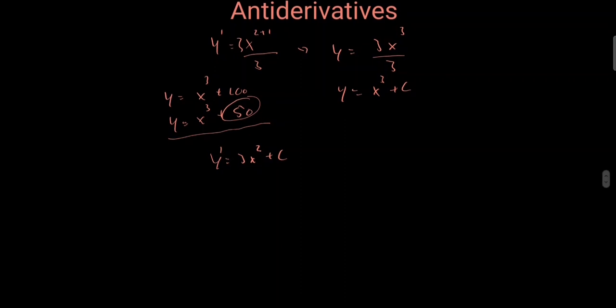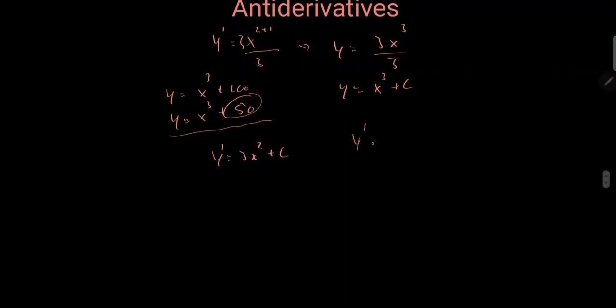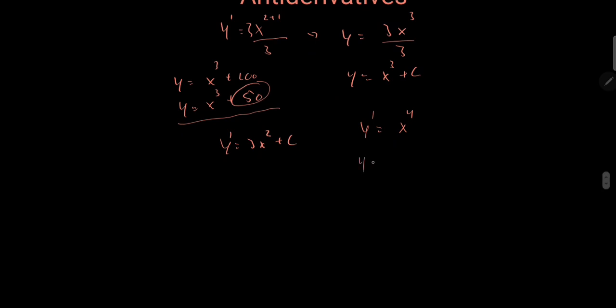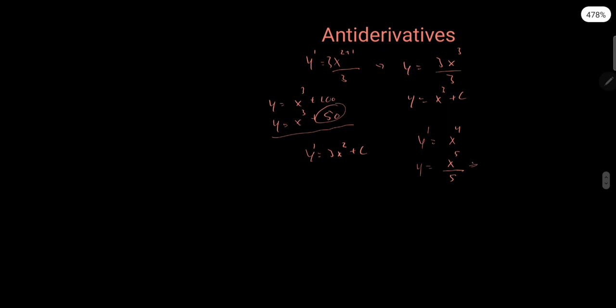So another example, if we have y prime equals x to the 4, how would we go back to the original function? Well, y would equal x, we'd raise the power, so x to the 5, and divide it by the power. So x to the 5 over 5, and then we always have to do the plus c.